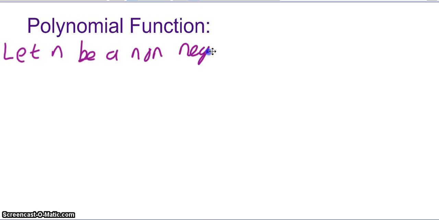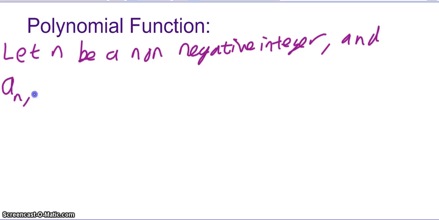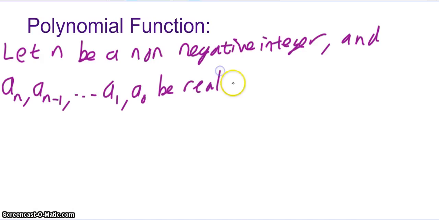Okay, so first let's define a polynomial function. So we're going to say let n be a non-negative integer and a sub n, a sub n minus 1 and so on down to a sub 1 and a sub 0 be real numbers where a sub n does not equal 0.